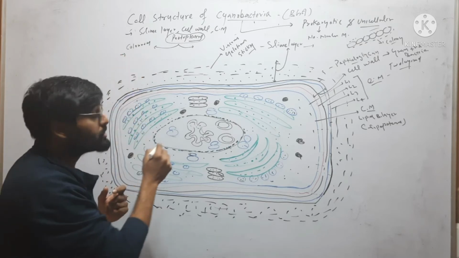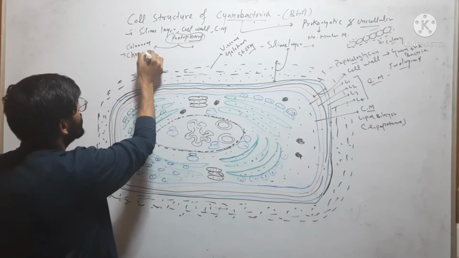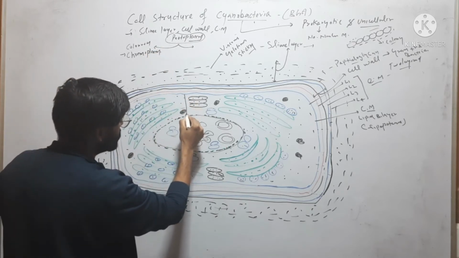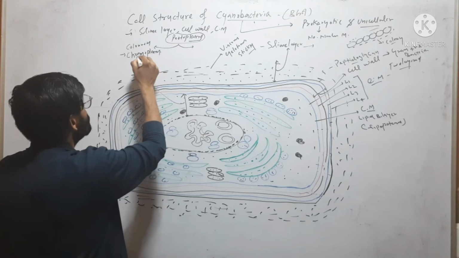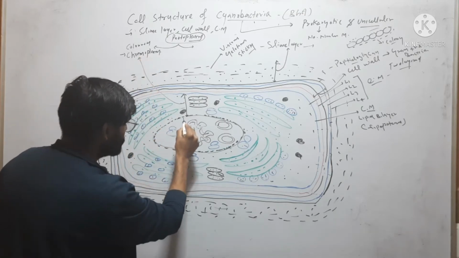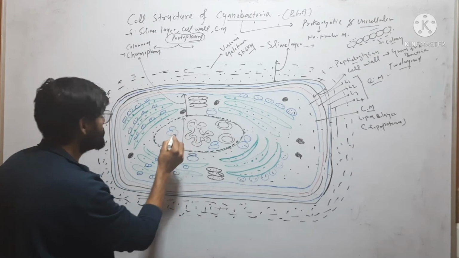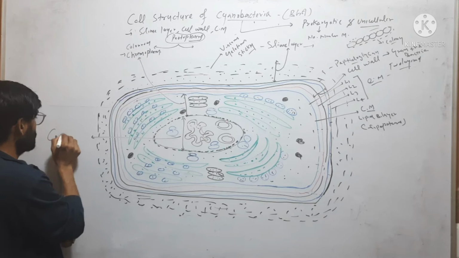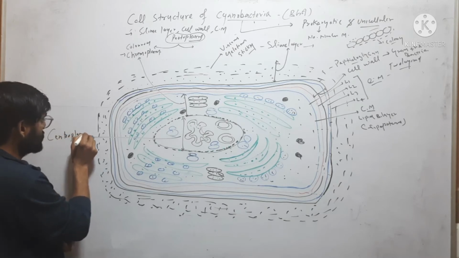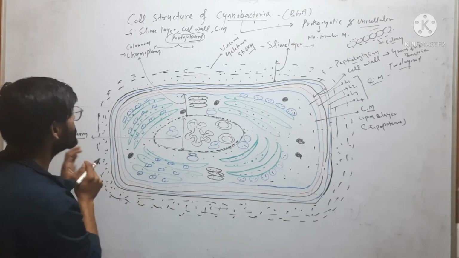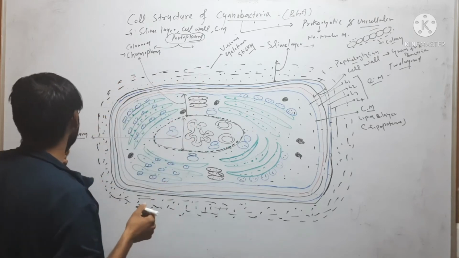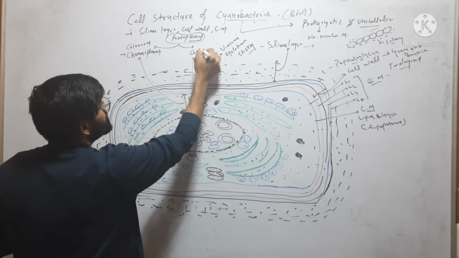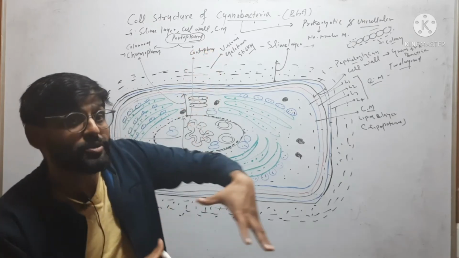This colored portion is called chromoplasm, and this portion, which is colorless, is called centroplasm. So this colored portion is called chromoplasm and this portion is called centroplasm.